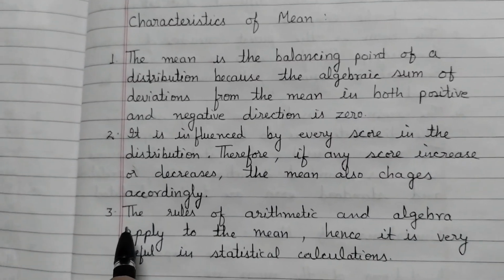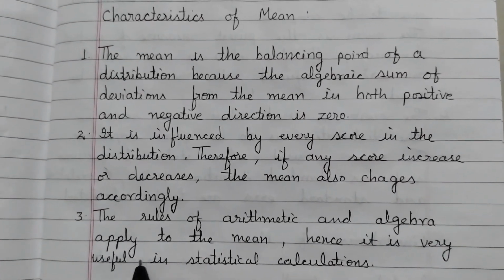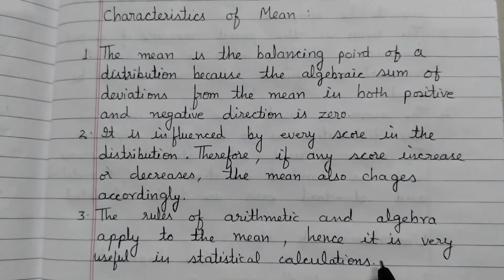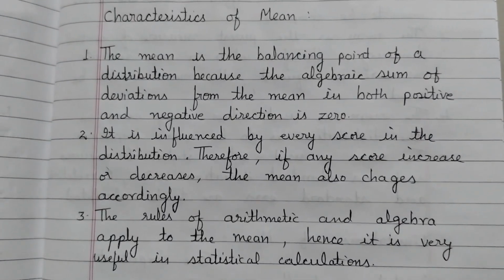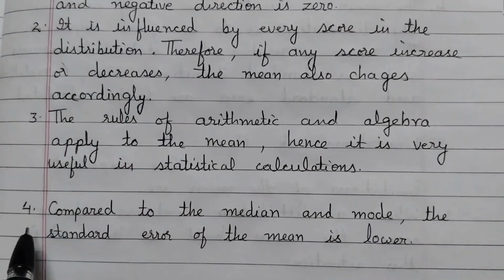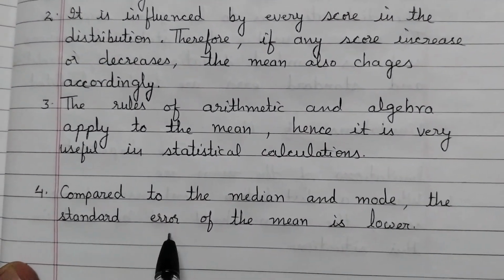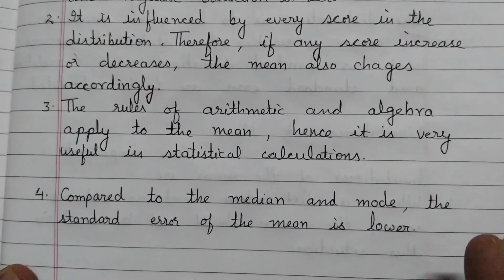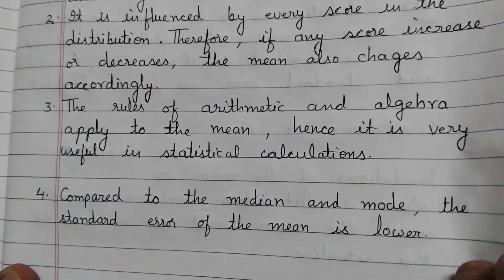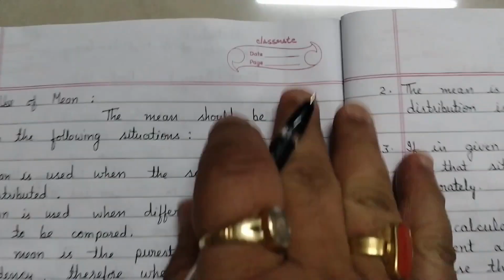Third characteristic of the mean, the rules of arithmetic and algebra apply to the mean, hence it is very useful in statistical calculations. Fourth characteristic of the mean, compared to the median and mode, the standard error of the mean is lower. Standard error in the mean is smallest.